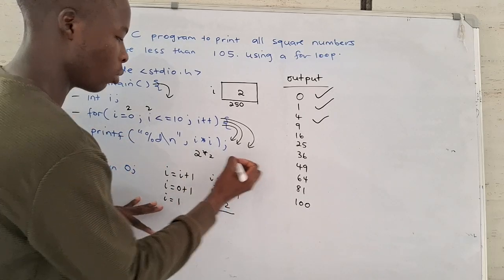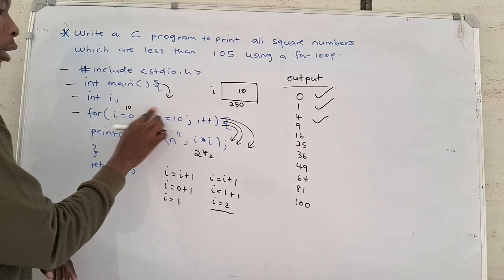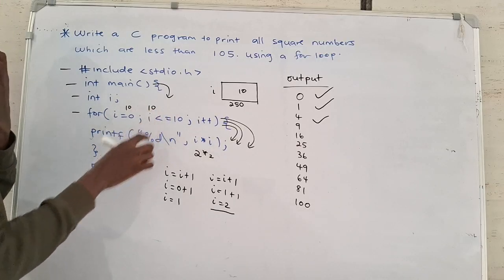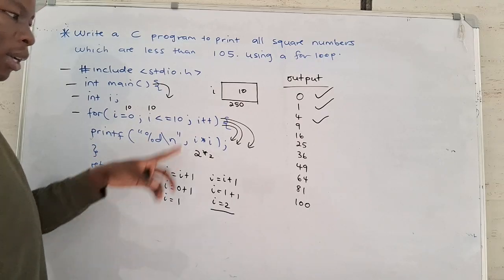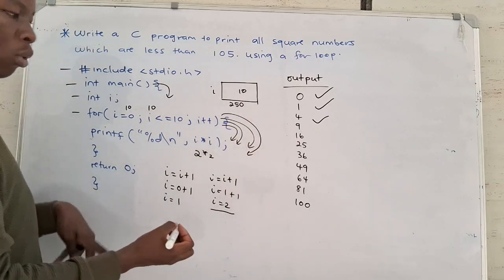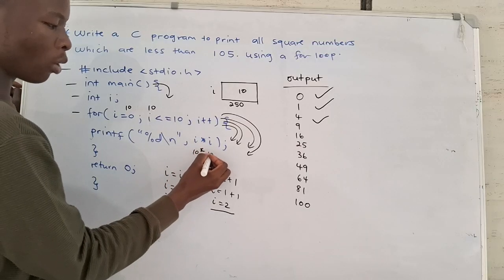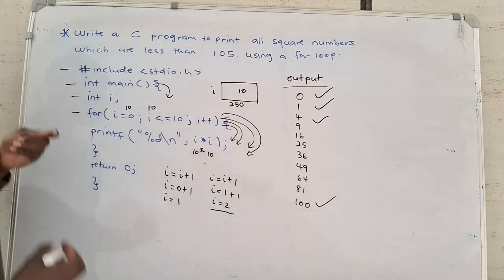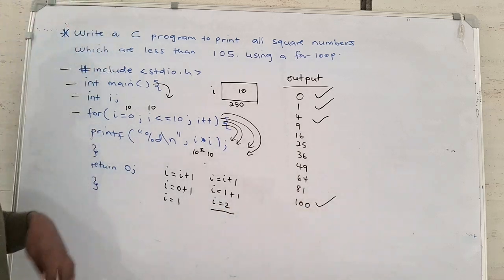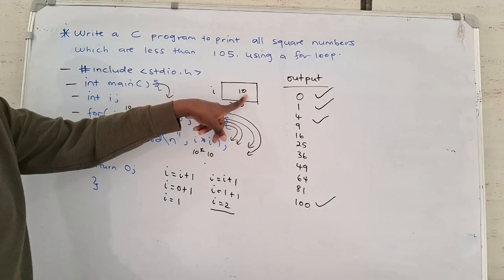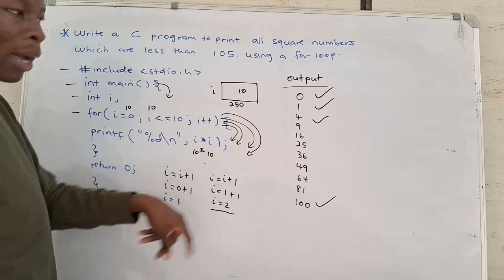Let's say i is equal to 10 now. 10 is less than or equal to 10. Yes, 10 is equal to 10. It is going to enter into the for loop, and it is going to print 10 into 10. What is the answer? The answer is 100. After printing this 100, the value of i is incremented from 10 to 11. It is going to say i is equal to 10 plus 1, which is 11.